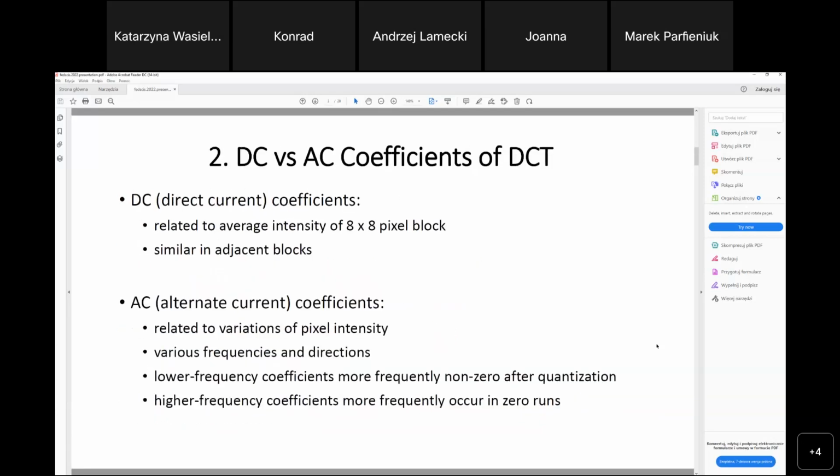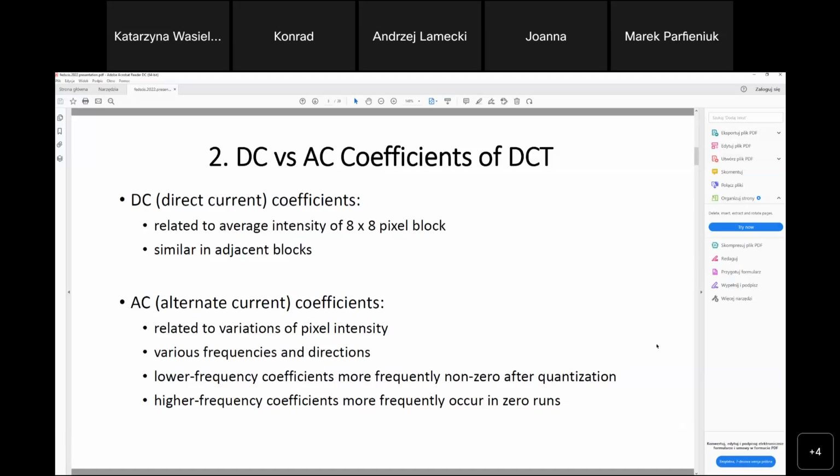In my research, it's important that we differentiate between DC and AC coefficients of the discrete cosine transform. DC coefficients, direct current coefficients. This name is caused because the algorithm was invented by some people related to electrical engineering. These DC coefficients are related to the average intensity of 8 by 8 pixel blocks, and values of these coefficients are similar for adjacent blocks.